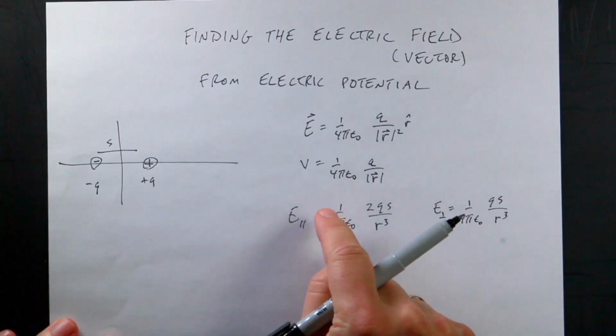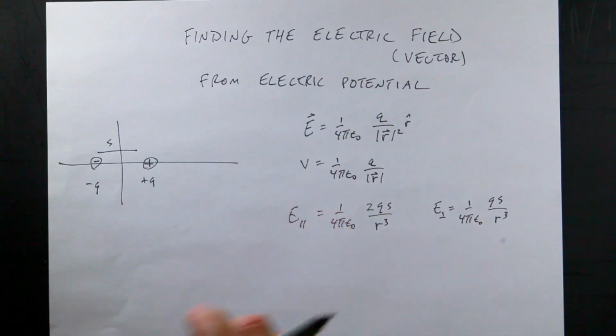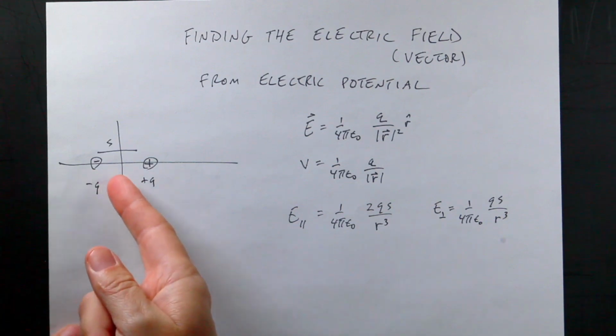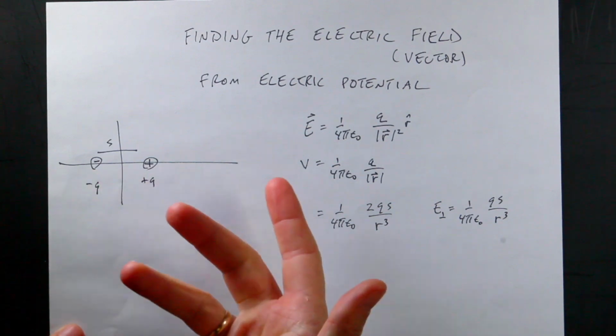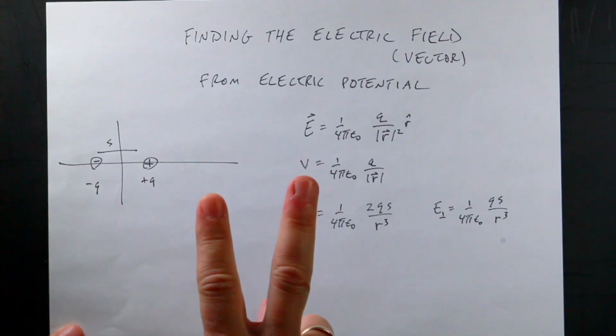So we have two things in physics. We have the electric field and the electric potential with respect to infinity due to a point charge. And so suppose you have something like a dipole like this, and you want to find the electric field. There's actually two ways you could do that.